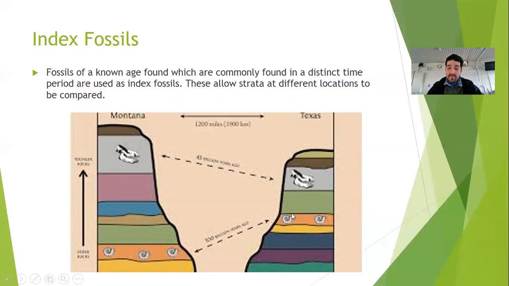Same with these bottom shells. You can see that these known fossils are around 100 million years old. So if I compared that rock strata or layer to this strata, we would say that they're roughly the same age. So we can use relative dating and index fossils to give us a somewhat accurate picture of when fossils may have existed, even if they're in different locations.